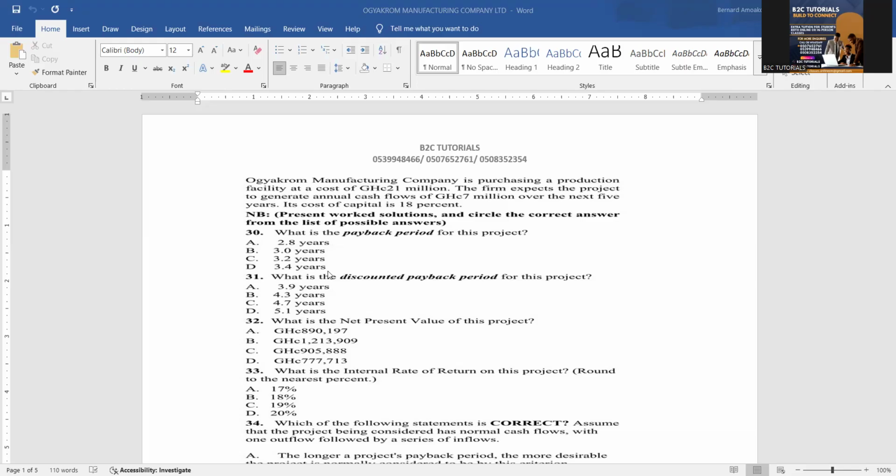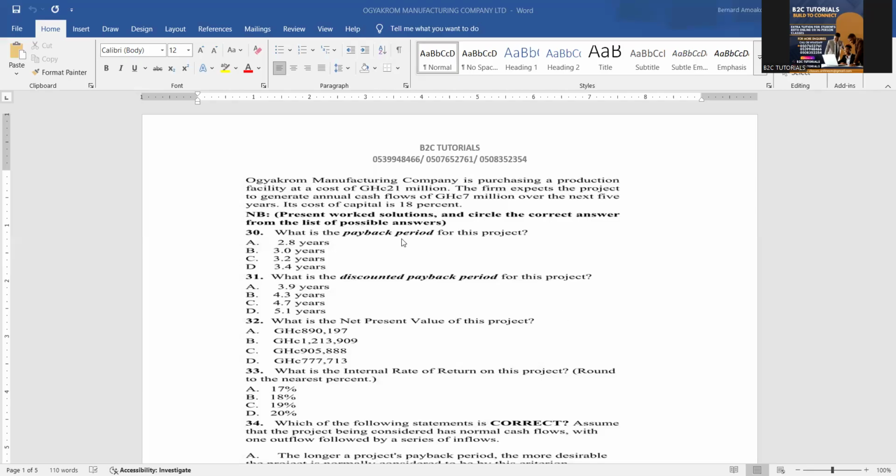The first question is, what is the payback period for this project? The next question is asking you, what is the discounted payback period for this project? The third is, what is the net present value of this project? And then the last but not the least, it asks you to look out for the internal rate of return on this project. Okay. Having said that, let's go through them one after the other.